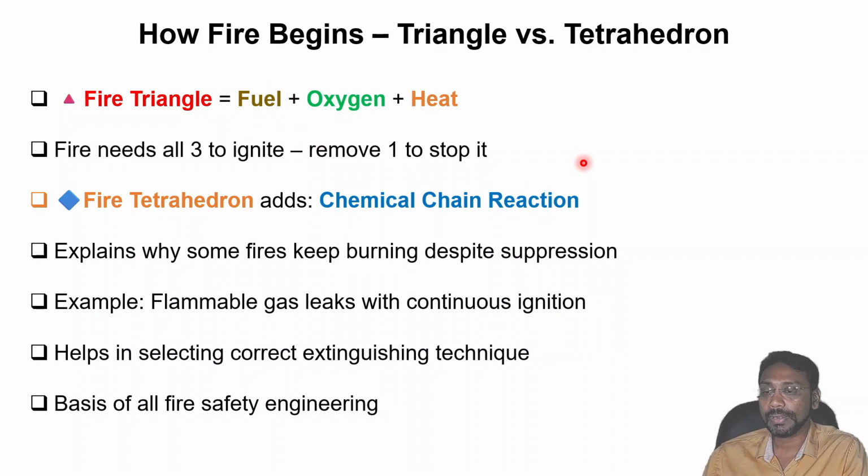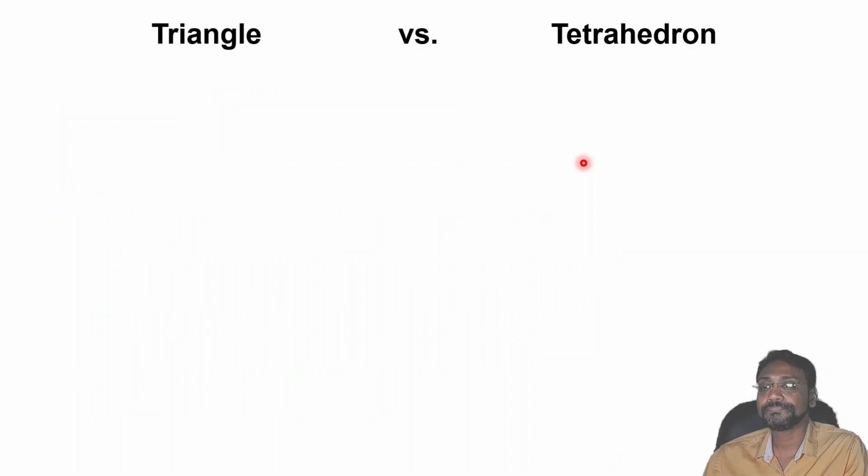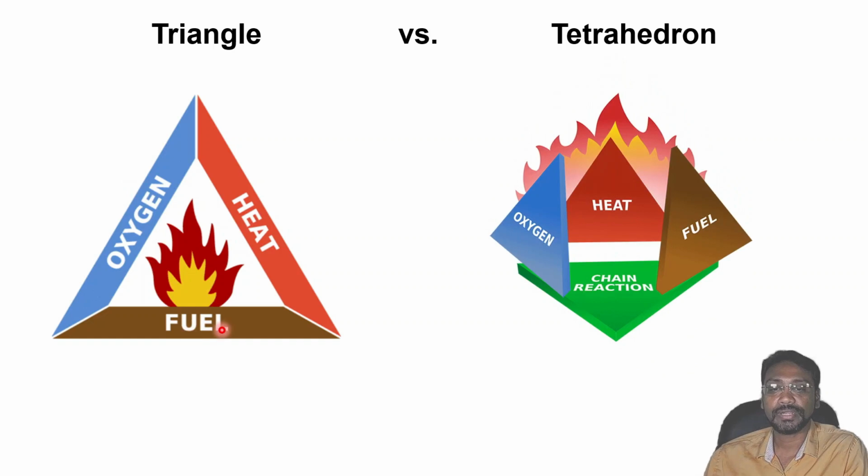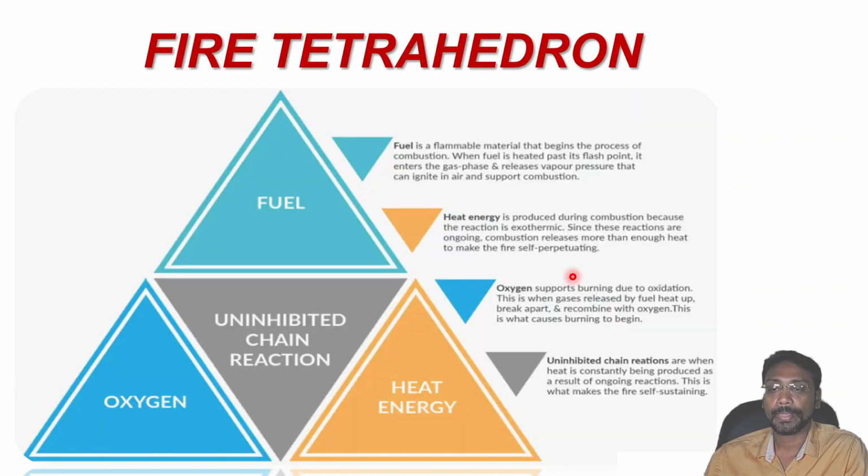The fire tetrahedron explains why some fires keep burning despite suppression, like flammable gas leakage with continuous ignition, all those things we see. So this is a fire triangle. As I mentioned, oxygen, heat and fuel, and this is a fire tetrahedron, in addition a chain reaction. This is a chain reaction, and fuel may be a flammable material that begins the process.